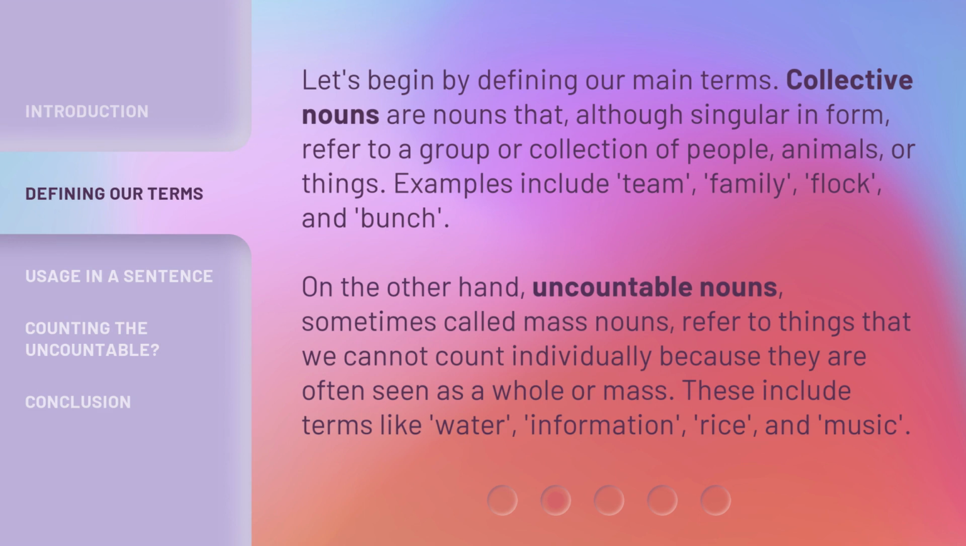Let's begin by defining our main terms. Collective nouns are nouns that, although singular in form, refer to a group or collection of people, animals, or things. Examples include team, family, flock, and bunch. On the other hand, uncountable nouns, sometimes called mass nouns, refer to things that we cannot count individually because they are often seen as a whole or mass. These include terms like water, information, rice, and music.